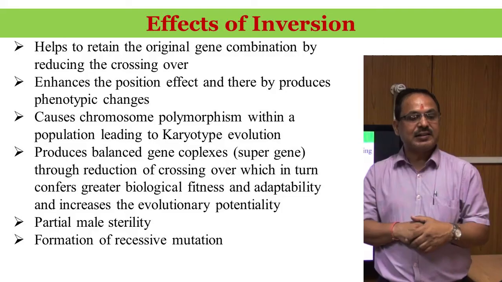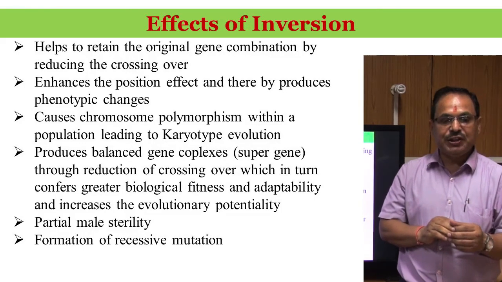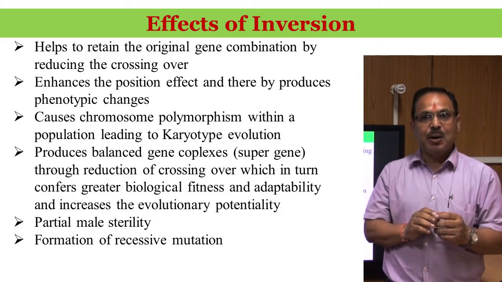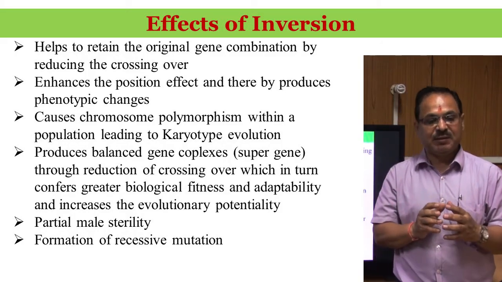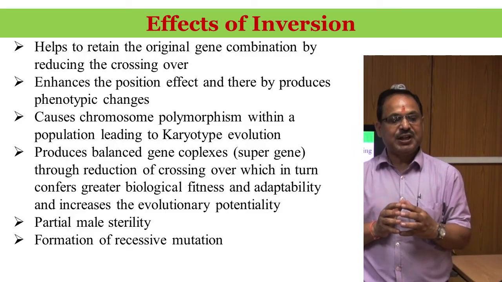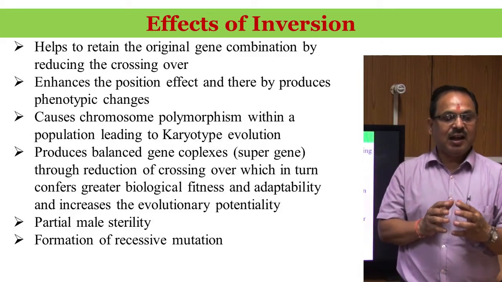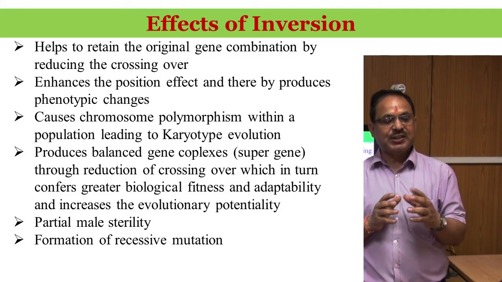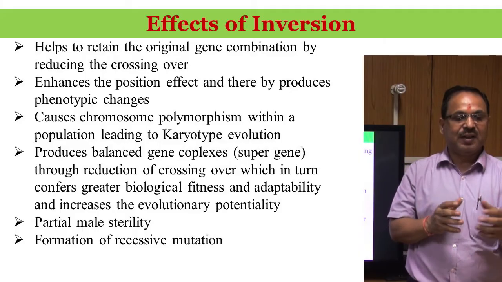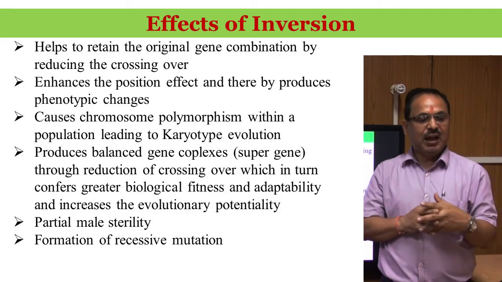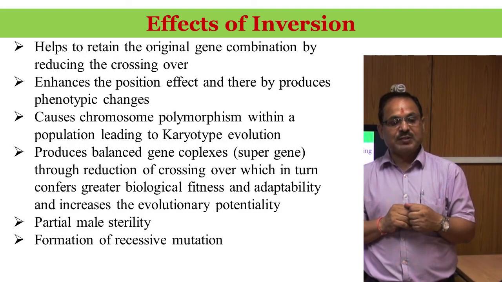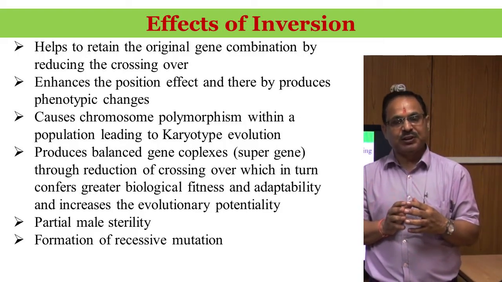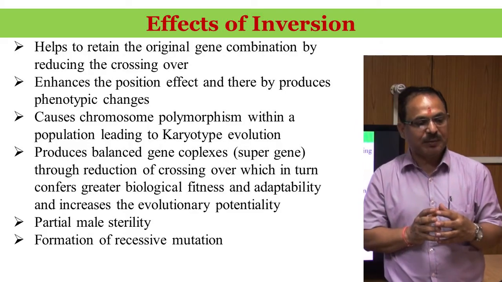Effects of inversion: it helps to retain the original gene combinations by reducing crossing over. It enhances the position effect. Position effect is very important in agriculture science, and thereby it produces phenotypic change. We can see different phenotypes in different crops. It causes chromosomal polymorphism within a population that leads to karyotype evolution, the evolution based on the karyotype.